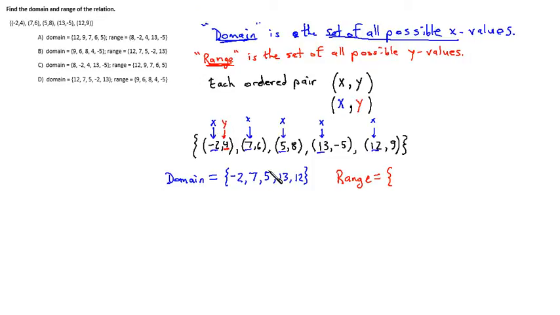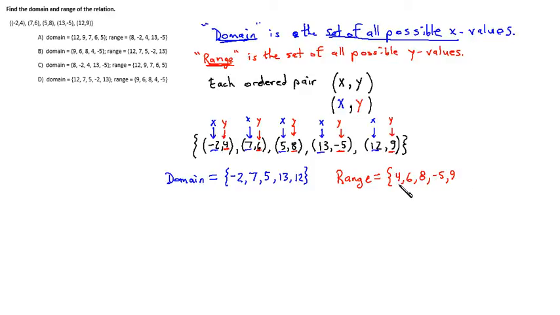The second number in each ordered pair is a value of y. So 4, comma, the y coordinate of the second ordered pair is a 6, comma, the third ordered pair has a y value of 8, comma, the fourth ordered pair has a y value of -5, comma, and the last ordered pair has a y value of +9, and just 9.